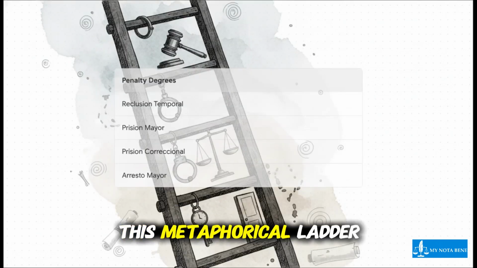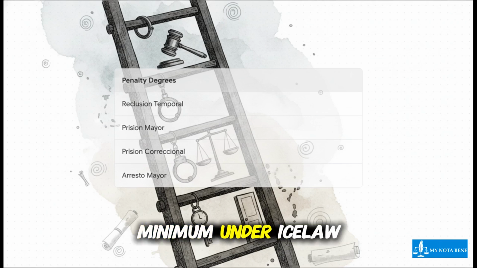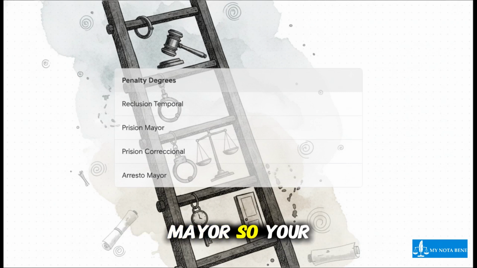Let's walk down this metaphorical ladder to see how it actually works. Let's use the crime of homicide as our example. Under the Revised Penal Code, the base penalty for homicide is reclusion temporal. So reclusion temporal is our maximum penalty. To find the minimum under ISLAW, we just step one single rung down the ladder. Dropping 1 degree from reclusion temporal lands you safely on prision mayor. So your minimum penalty is prision mayor in any of its periods. Pretty simple so far, right?